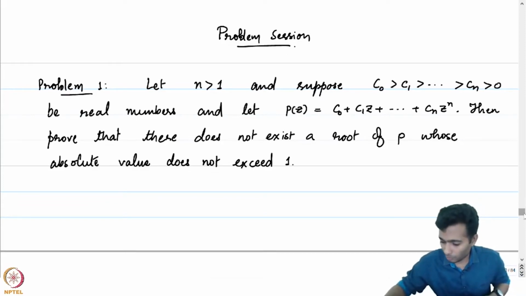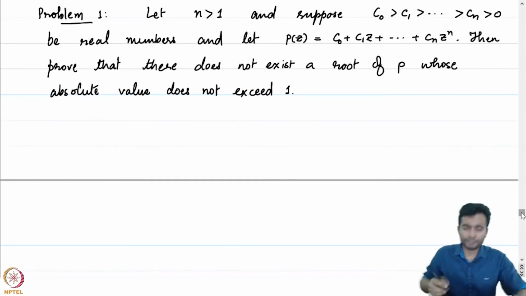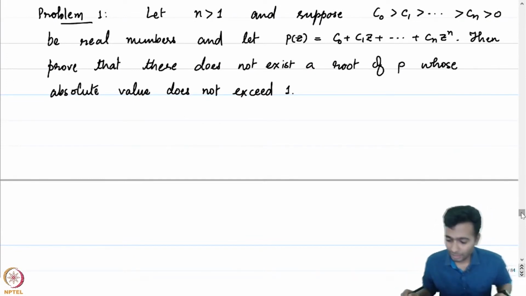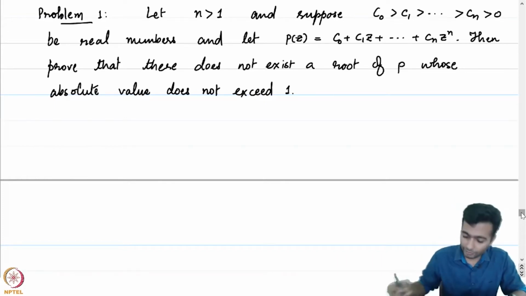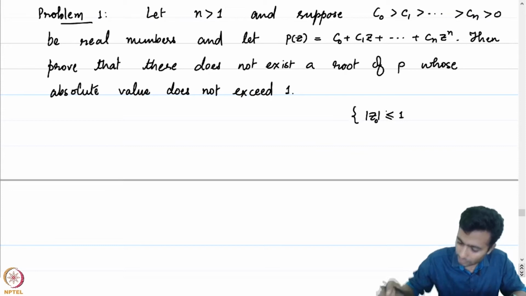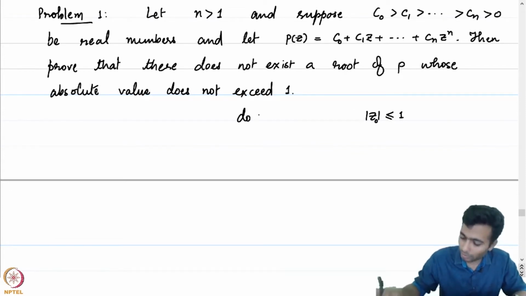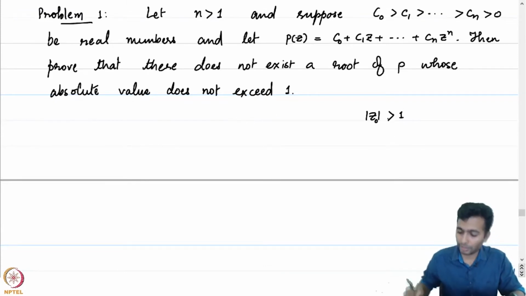Let's think about what the problem says. Let's revisit the statement and see what it says. So it says that it does not have a root whose absolute value does not exceed 1. What is the meaning of absolute value does not exceed 1? Basically, absolute value is less than or equal to 1. This is what it cannot have. It does not have a root which has absolute value less than or equal to 1, which means that absolute value should always be greater than 1.